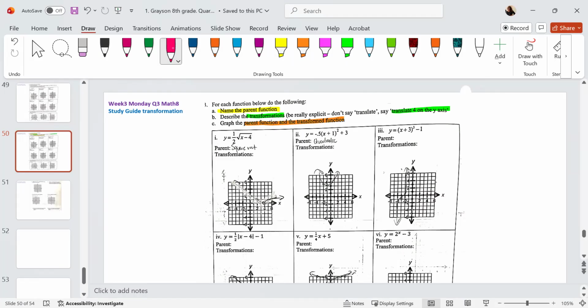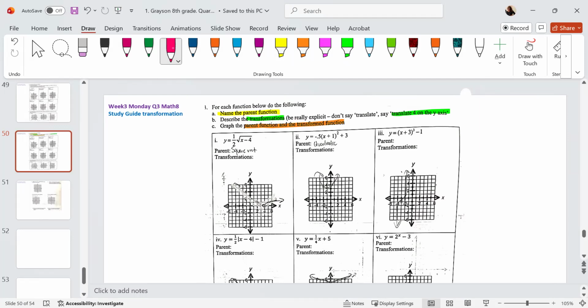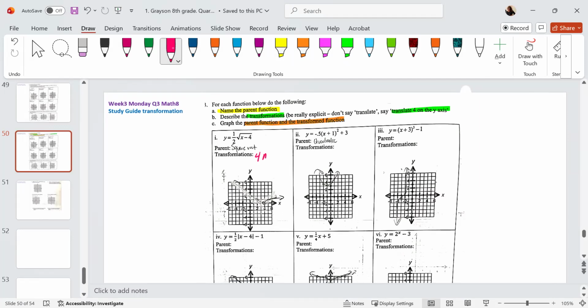So I would say that you move 4 to the right, correct? And then A equals 1/2. So you would say that it's upward and it will be wider, correct? Yeah, I said shift 4 units to the right and good. And you know the parent function, you got to draw the parent function.